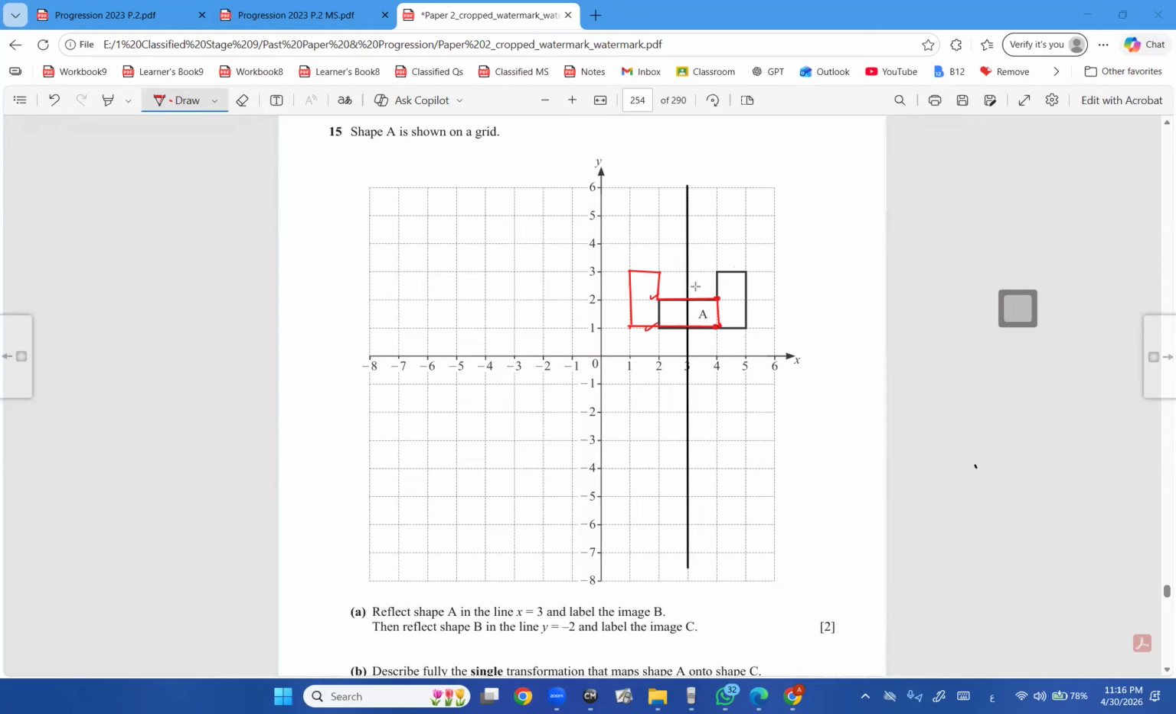Okay, now I drew a reflection of this shape through the middle line x equals 3. But they told you then reflect shape B. I'm going to label this shape B. Reflect shape B in the line y equals -2. Now I need to draw y equals -2. Here you go. And label it C. So this point, 1, 2, 3, then 1, 2, 3. Here you go. This point is done.